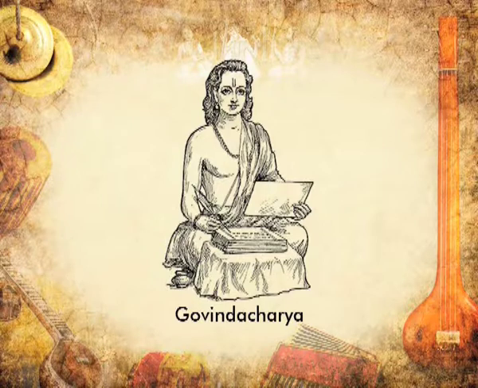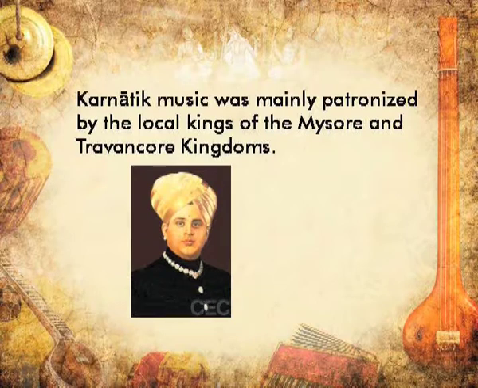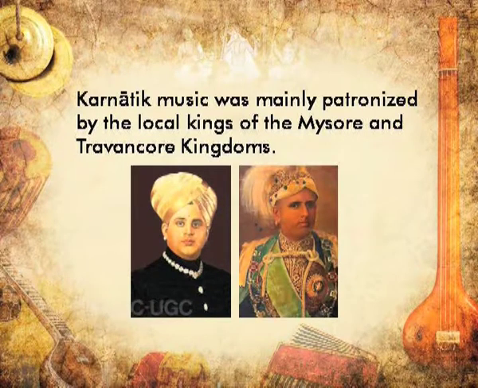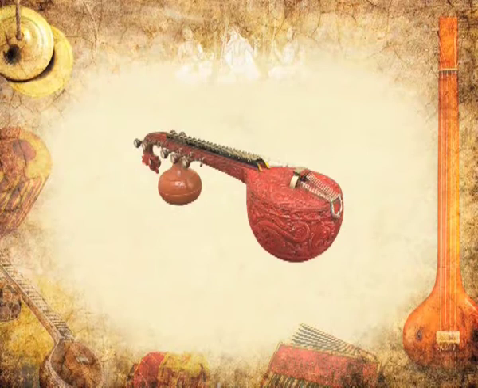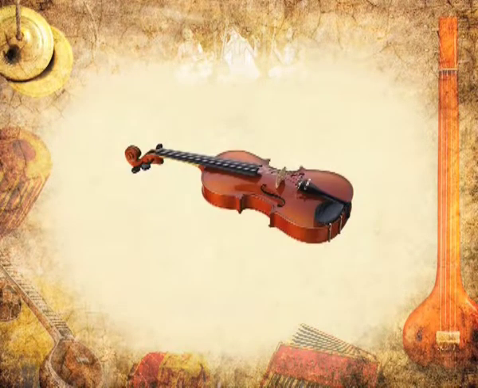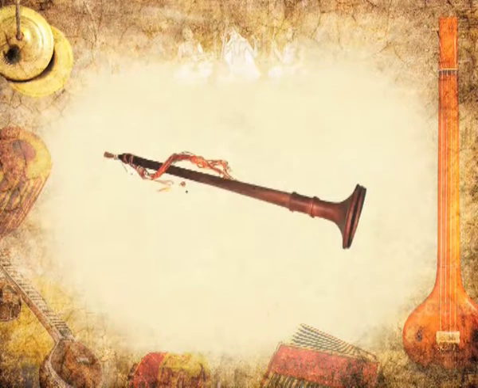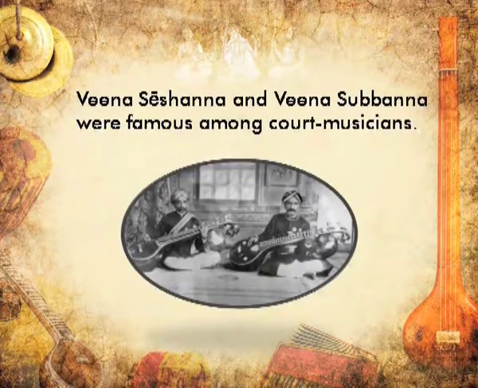in common use today. Carnatic music was mainly patronized by the local kings of the Mysore kingdom and Travancore kingdom in the 18th through the 20th centuries. The royalty of the kingdoms of Mysore and Travancore were noted composers and adept in playing musical instruments such as the veena, rudraveena, violin, ghatam, flute, nagaswaram, and mridangam.